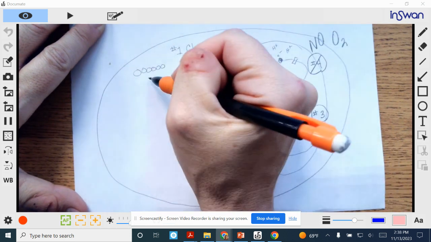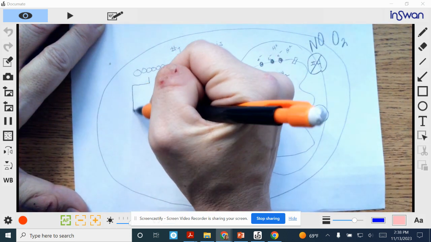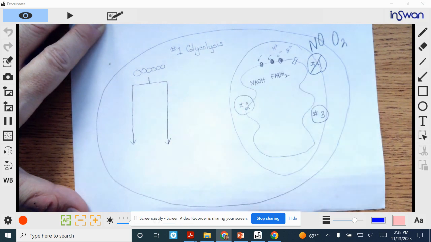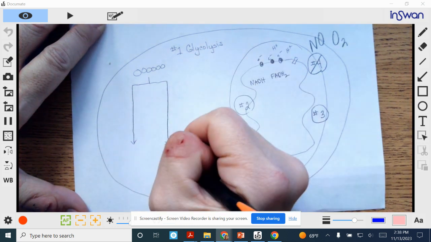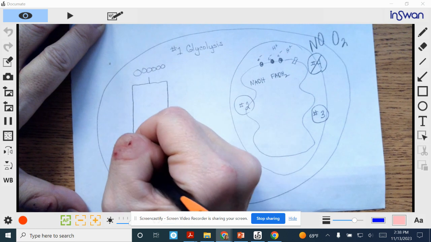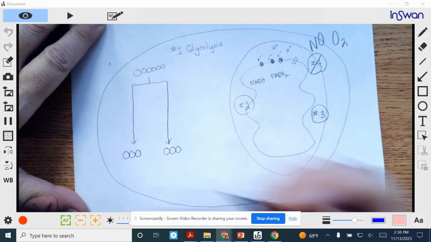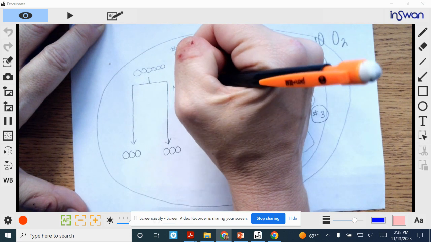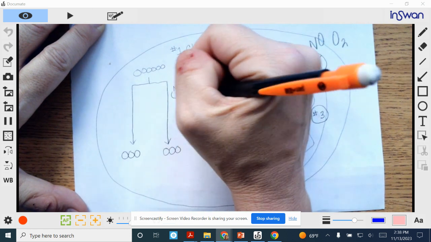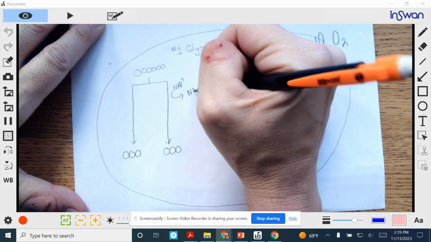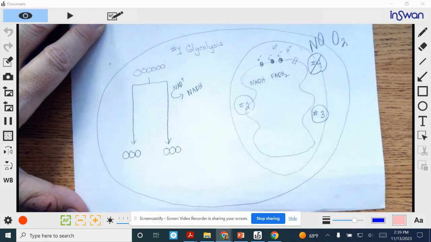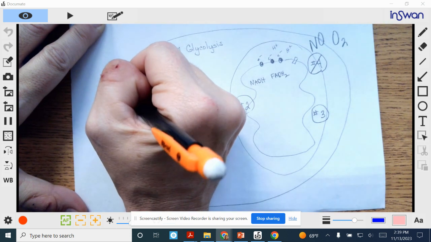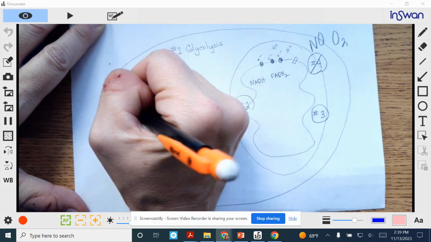All right, so let's go ahead and again, we're just going to show it very, very simple. So let's go ahead and talk about at the end of glycolysis, we end up with the pyruvates. Okay, and to make those pyruvates, we needed an NAD plus, and it would have gotten reduced to NADH. Okay, so if we made it down here, there was definitely an NAD plus getting reduced.